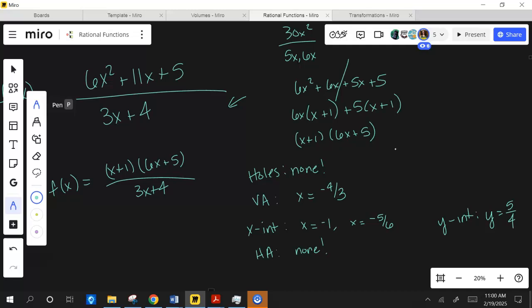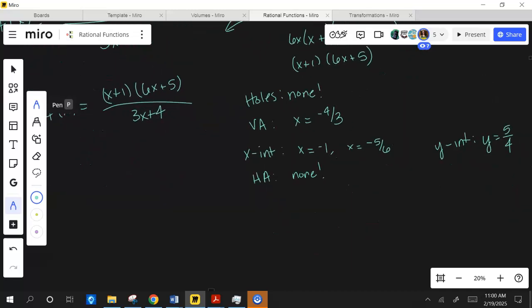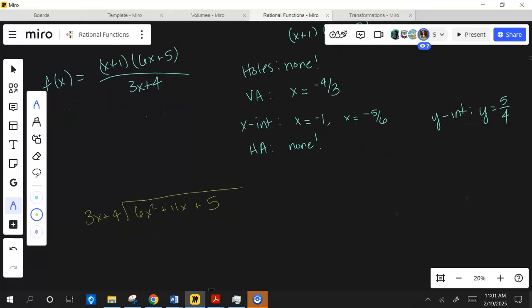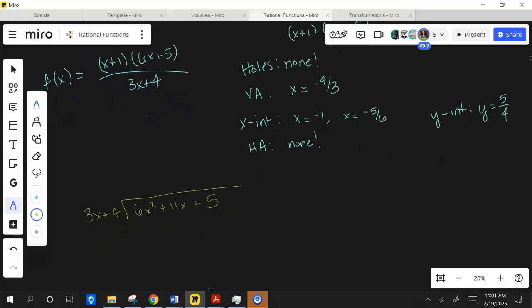All right, now for the good stuff. Slant asymptotes. Do I have one? How do you know? 1 degree higher up top than in the bottom. So I must divide. Can I use synthetic division? No, because there's a coefficient in front. So I got 3x plus 4 into 6x squared plus 11x plus 5. Remember, 2 steps with my division because I don't worry about the remainder. If you'd taken a hole out, you'd use the equation after you took the hole out.